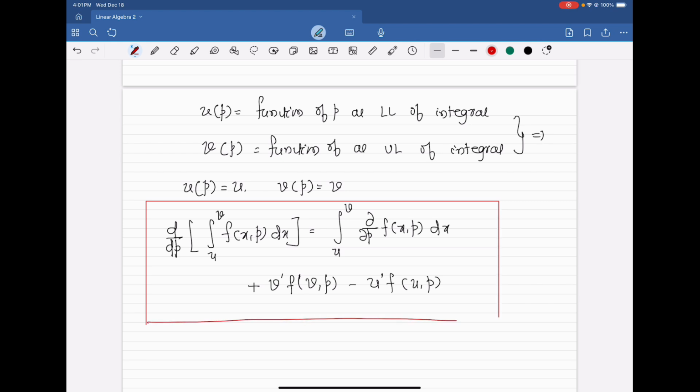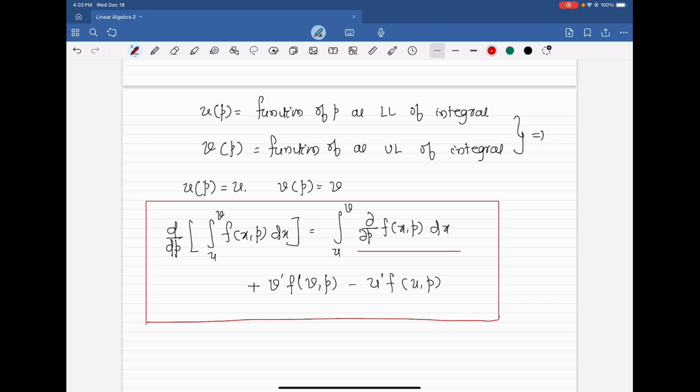Some people say, when variables are given, they only talk about V dash f(V,p) minus U dash f(U,p). They don't write this value, because dou f(x,p) by dou p is treated as 0.